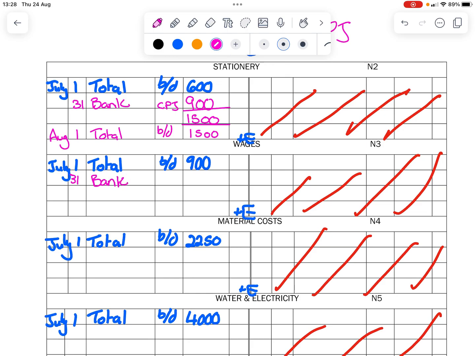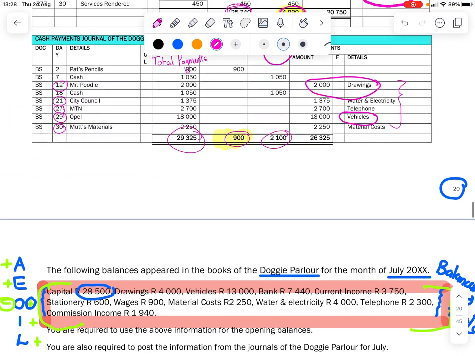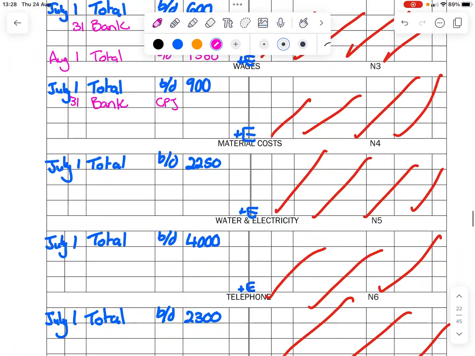Bank is going to be our contra account as always from the CPJ. And the total of that wages column was 2,100. What we need to do is we add in that 2,100. And then lastly, all we need to do is add up those two to make it 3,000. Are we done there? Nope. At the end of every month and the beginning of the next month, we've got our total brought down. And our total brought down there was 3,000.